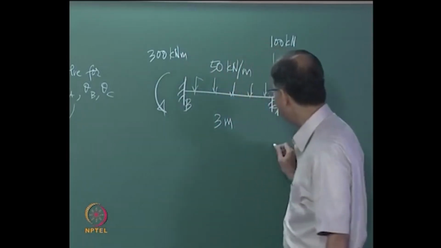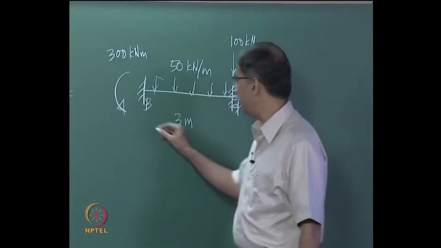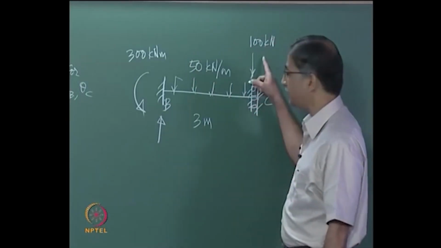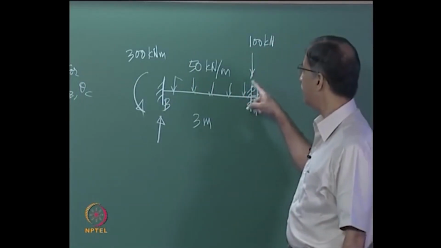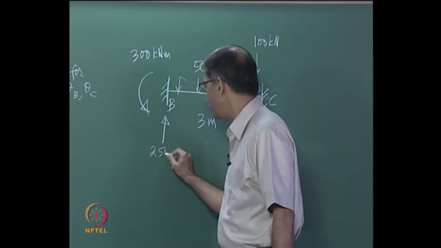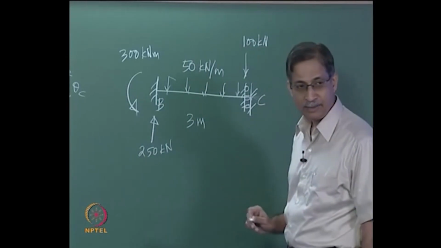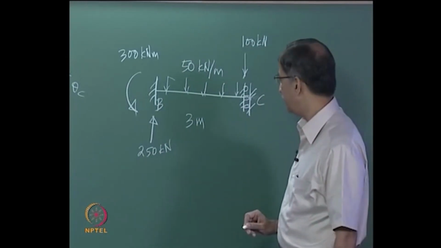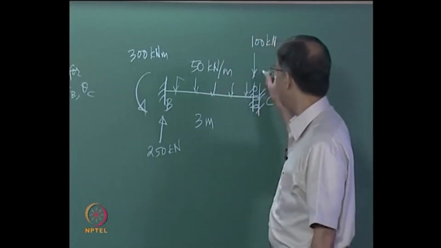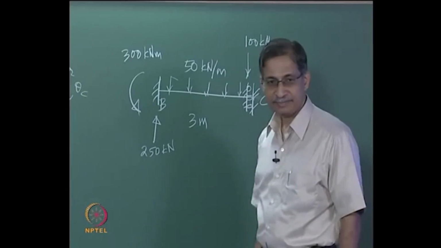You also know that there is going to be no reaction here because it is free to slide down. So the entire reaction goes here. How much is that? 100 plus 150 is 250 kilonewton. There is no reaction. We have only UDL plus also concentrated load. I have shown you that calculation on the screen.